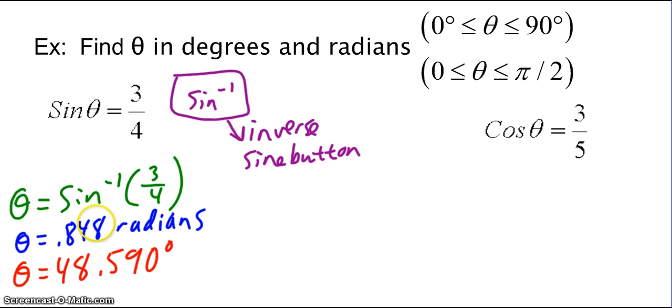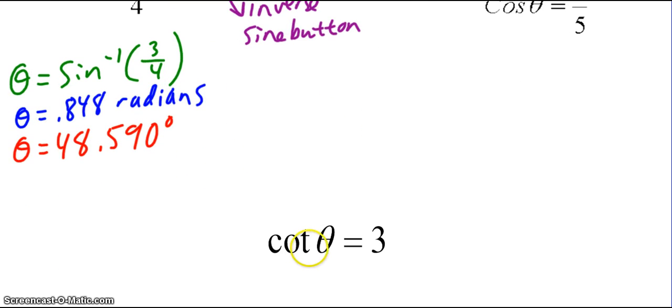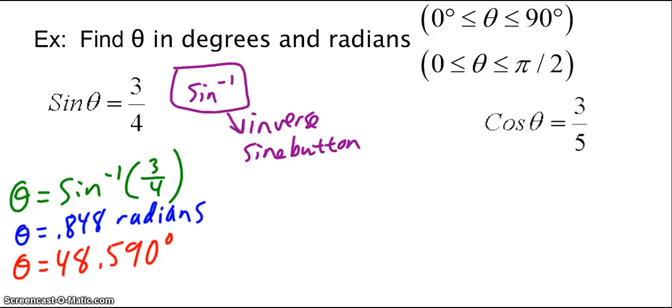So now, once we have one of the angles in either radians or degrees, you could also find the other one by just converting that radian measure to degrees or that degree measure to radians. Okay, so I want you to try and find the cosine inverse of 3/5. Find theta when cosine of theta equals 3/5 in both radians and degrees, and find theta when cotangent of theta equals 3 in both radians and degrees. So pause the video, find those, unpause when you're ready to check your work.